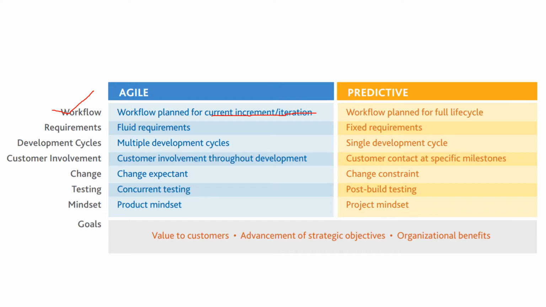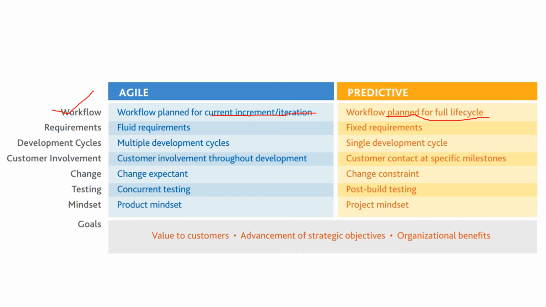Whereas when it comes to predictive, or if I would call it the waterfall model, which will make a lot of you much more comfortable, workflow is planned for the full life cycle. Planning, planning, planning. We all know how important planning is. Not exactly all the time in the project life cycle though, but we do all the planning that is required in the beginning of the project itself, and that's the difference between predictive and agile.